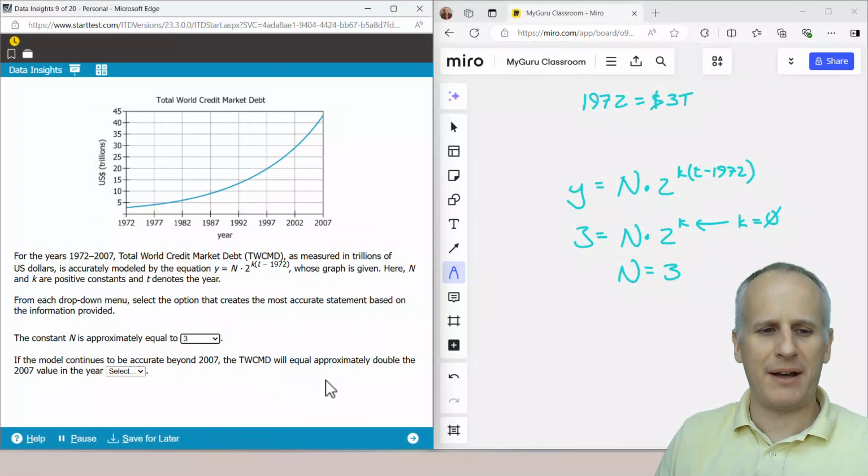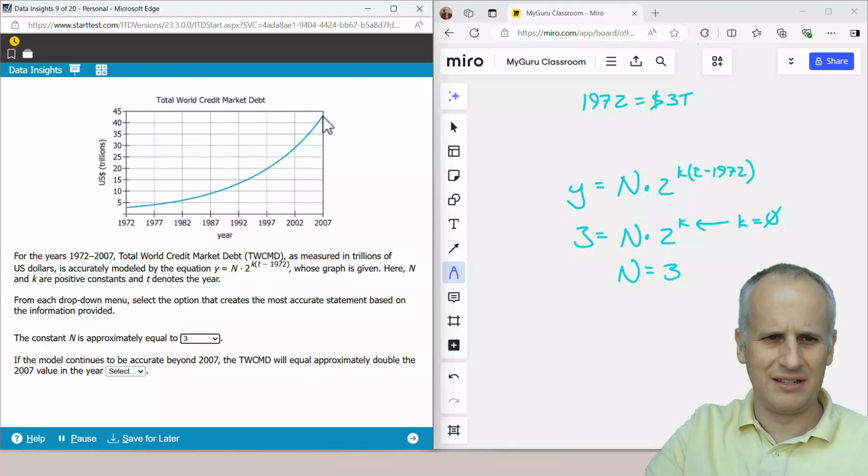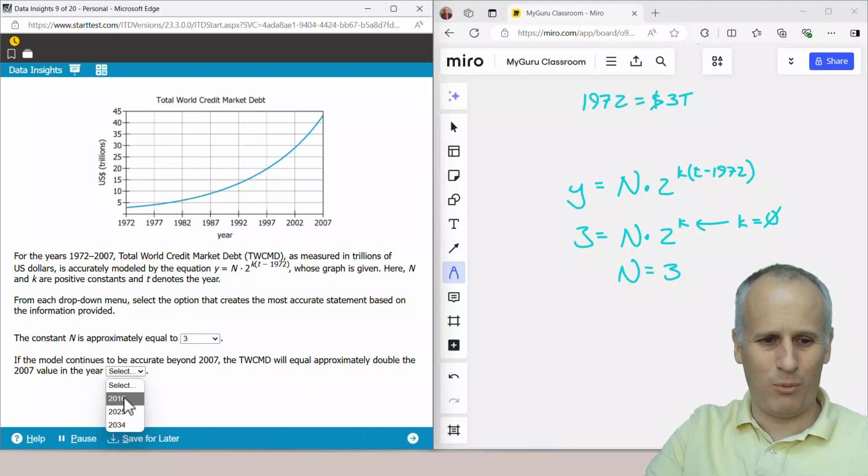Then we've got, if the model continues to be accurate beyond 2007, the TWCMD will equal approximately double the 2007 value in the year. Well, okay, so our value here is like, what is that, 42 and a half, 43? And we see that it basically doubled within 10 years. So it looks like it's got to double in way less than that now. So if we just keep looking at this, it can't be doubling in more than 10 years. So our correct answer has to be 2016.